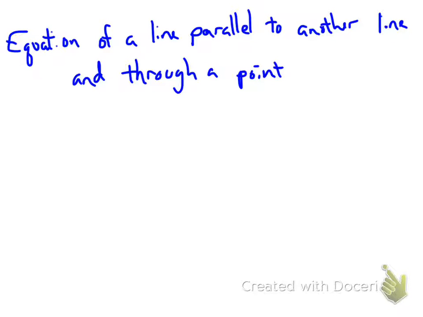In this lesson, we're going to take a look at how to find the equation of a line that's parallel to another line and goes through a specific point. First of all, let's talk about parallel lines.